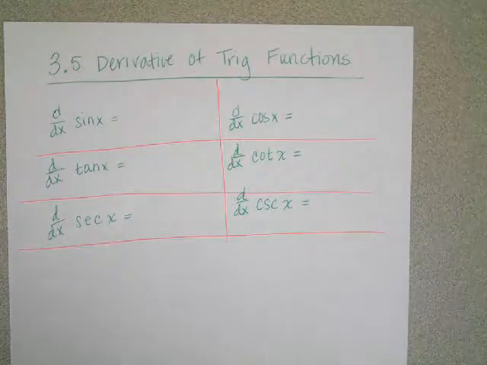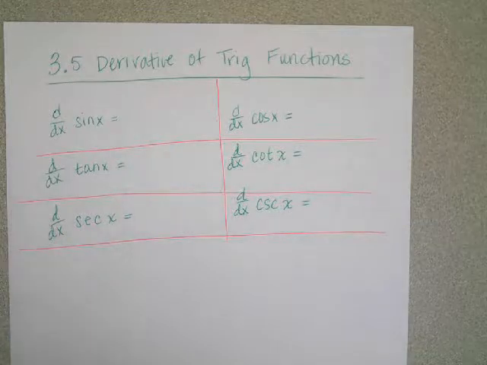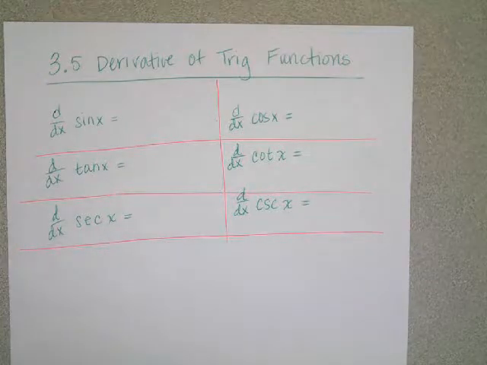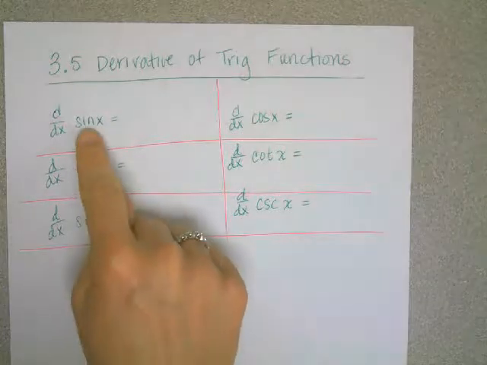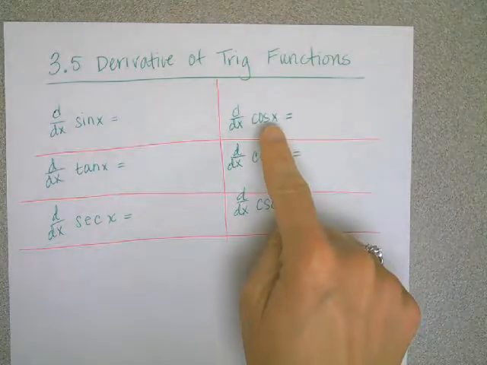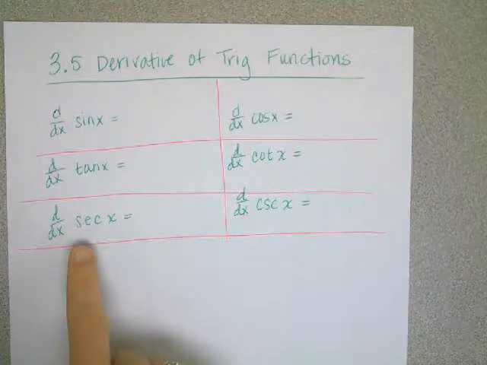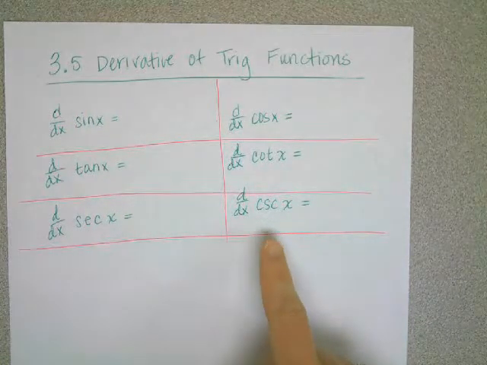Welcome to today's lesson, 3.5, Derivative of Trig Functions. We are going to find the 6 derivatives of each of these trig functions. So we're going to figure out what the derivative of sine is, derivative of cosine, derivative of tangent, derivative of cotangent, derivative of secant, and last, derivative of cosecant.